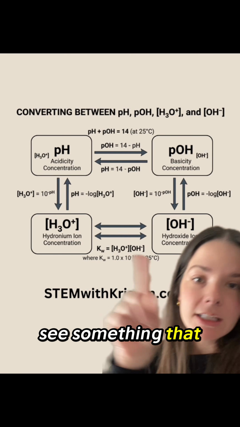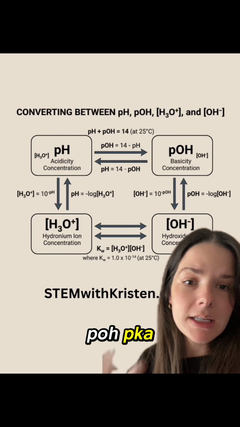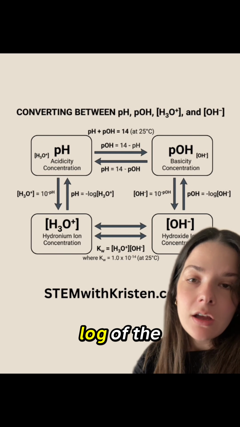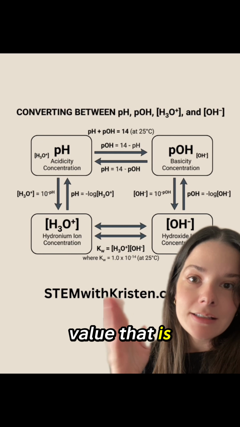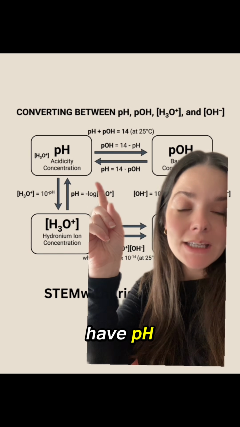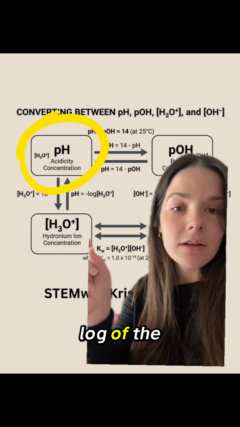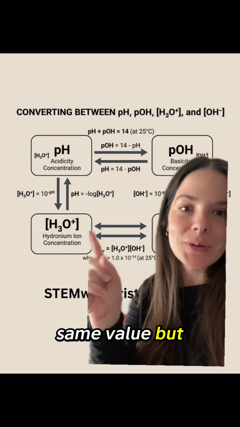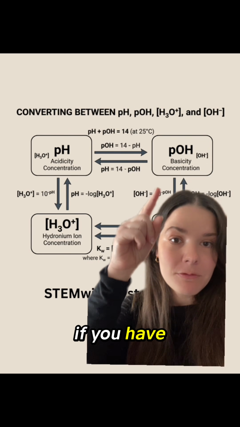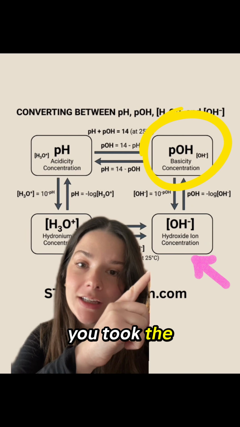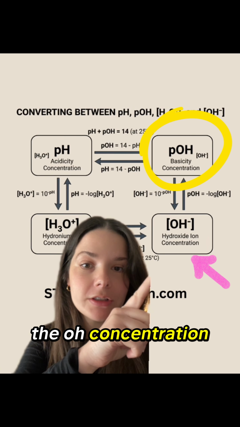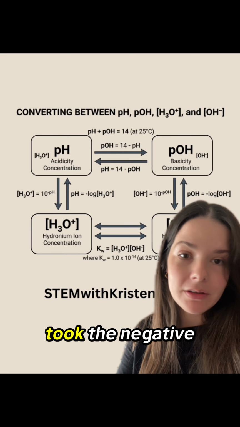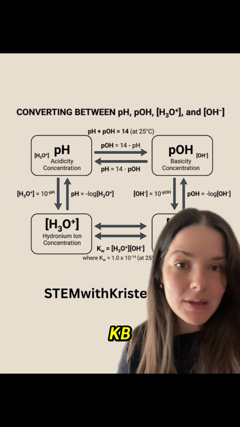So if you see something that has a P in front of it, pH, pOH, pKa, pKb, what that means is that you took the negative log of the value that is next to the P. Meaning if you have pH, that means you took the negative log of the hydrogen ion concentration or hydronium, whichever value, or it's the same value, but whichever one you use for that. If you have pOH, that means you took the negative log of the OH concentration. And then this isn't listed here, but if you have pKa or pKb, that means you took the negative log of the Ka or the Kb.